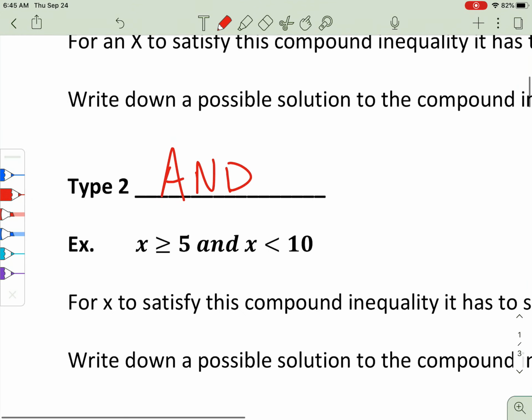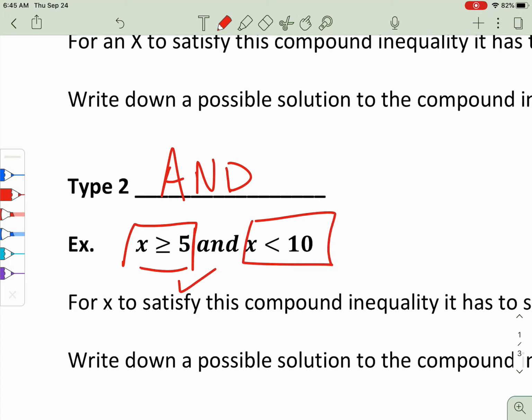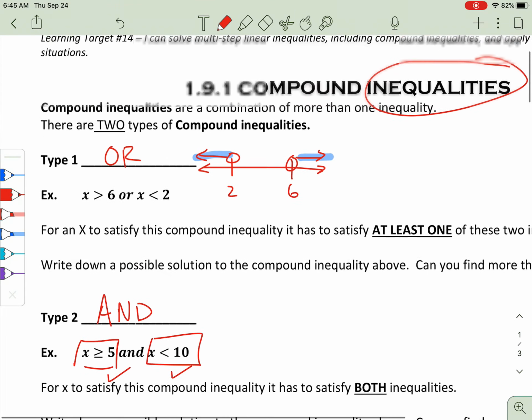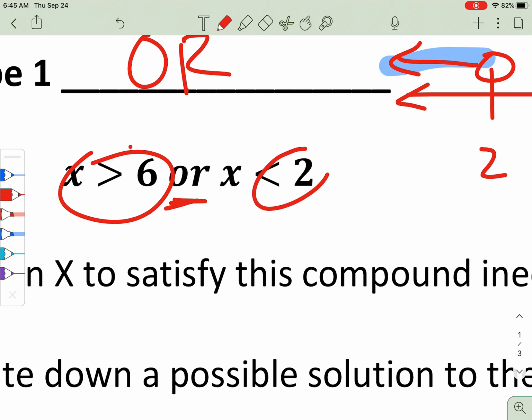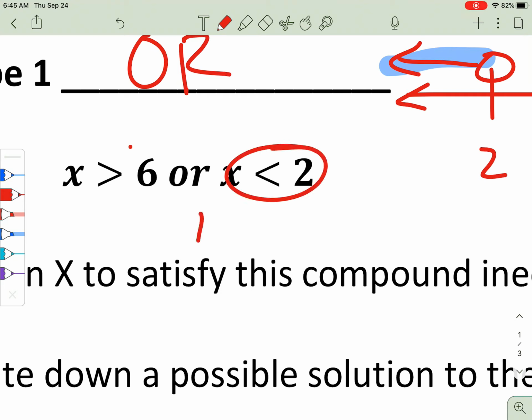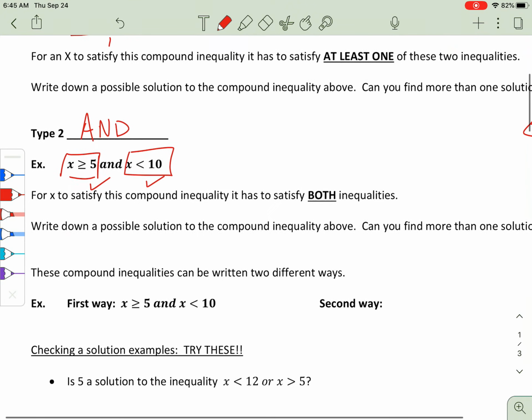If it's an AND statement, it has to satisfy both properties, which is where the overlap comes from. So it has to be true for this, and it has to be a true statement for this. It has to work for both of them. For an OR statement, it can be either one or the other. It doesn't have to be both. So the number in an OR statement that would satisfy this first example would be 1 because it's less than 2. It doesn't matter that it's not bigger than 6 as long as it's less than 2. Okay.